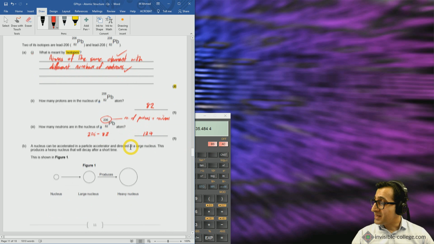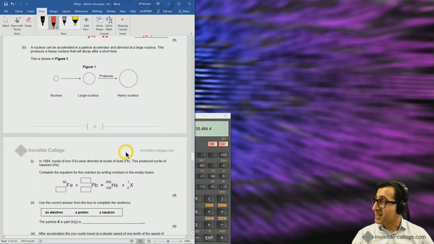So a nucleus can be accelerated in a particle accelerator and directed at a large nucleus. This produces a heavy nucleus that will decay after a short period of time. This is shown in figure 1. So we have a nucleus, we have a large nucleus, and we have a heavy nucleus.